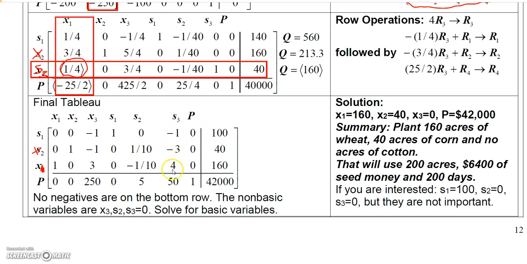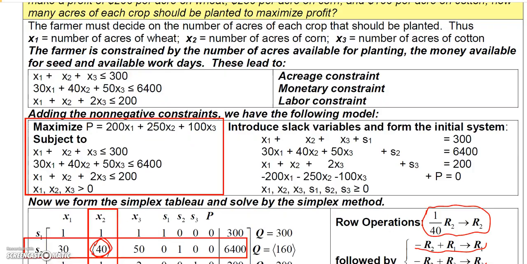And S2 and S3, they never entered. So, well, they exited. Actually, they both exited. So they became non-basic, so they're 0. And then P actually equals 42,000. So, in summary, you need to plant 160 acres of wheat, 40 acres of corn and no acres of cotton, and that's going to give you $42,000.